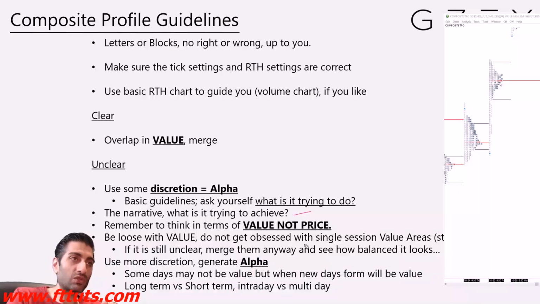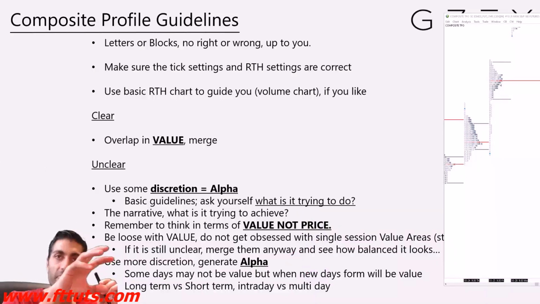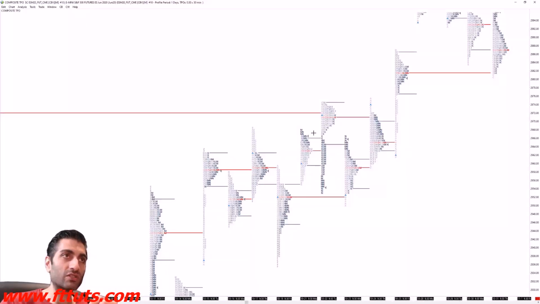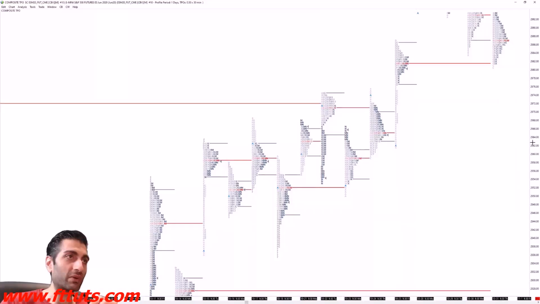So number one is, what's it trying to achieve? Number two is, merge them anyway if it's not clear. So these are all where it's unclear. What is it trying to achieve? Merge them anyway, and then remember, sometimes it may not be value, but then when you get the extra third day, it becomes value. So I just wanted you to remember all those three points because I'm not going to have them in front of us when we actually go through this. So let's now try to look for examples where all those three points come to the fore.